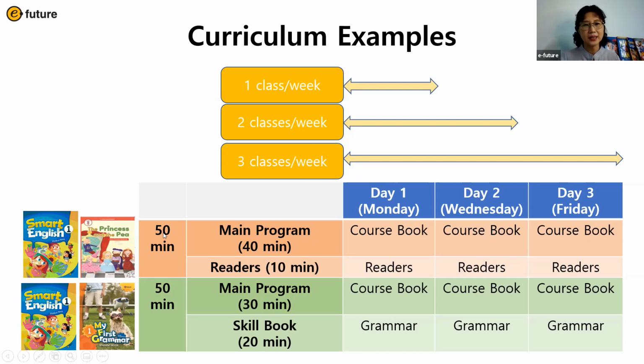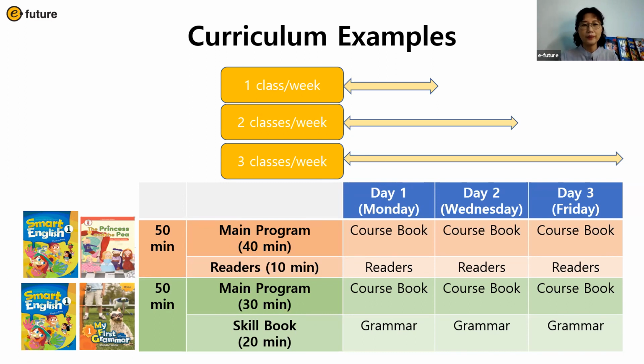Let's say your class is 50 minutes. Sometimes 45 minutes, 40 minutes, right? So you divide your class time into maybe, if it's 50 minutes, then you do the main program for 40 minutes and do readers for 10 minutes. In that way, you can do a supplementary program together with your main course book.